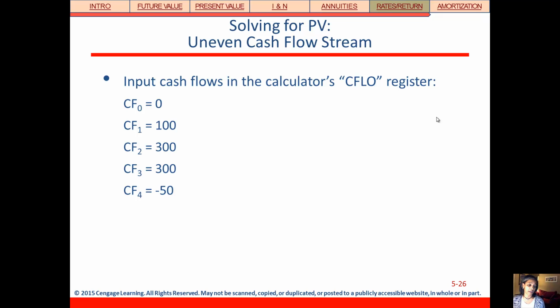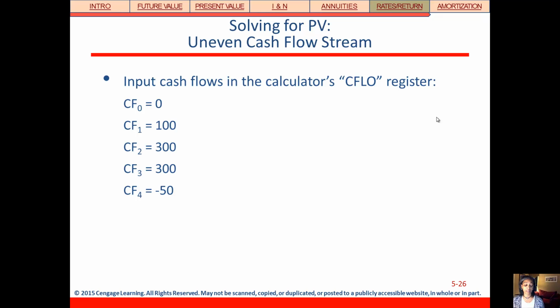So you press enter and the down arrow. But now for cash flow 2, you've got options here. You could put in that cash flow 2 is 300, press enter, down arrow, and you could say the frequency is 1, enter, down arrow, and then go on to cash flow 3 and make that 300 also. Or for cash flow 2, you could say the frequency is 2, enter, down arrow, and then go on to that negative $50, whichever makes sense to you.